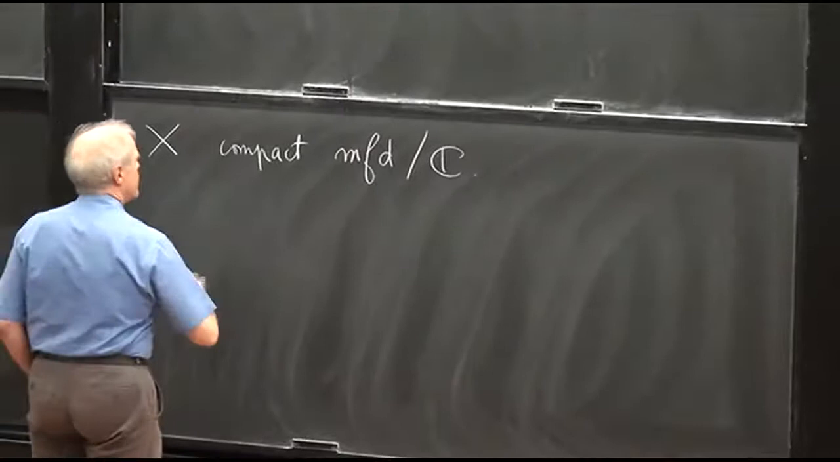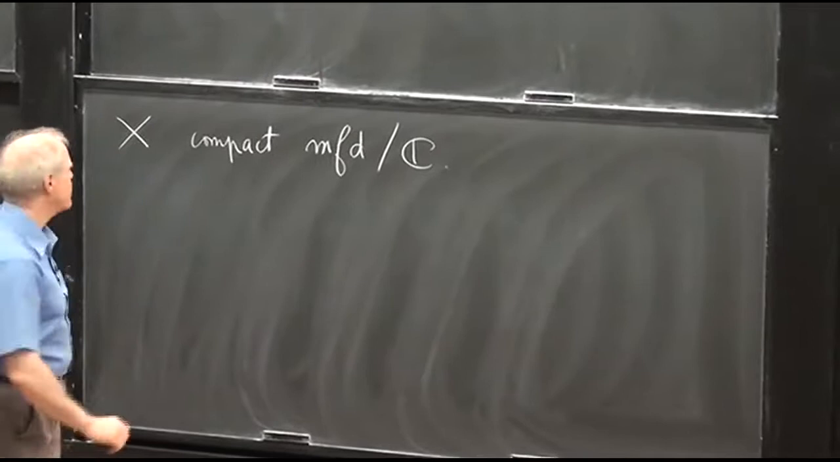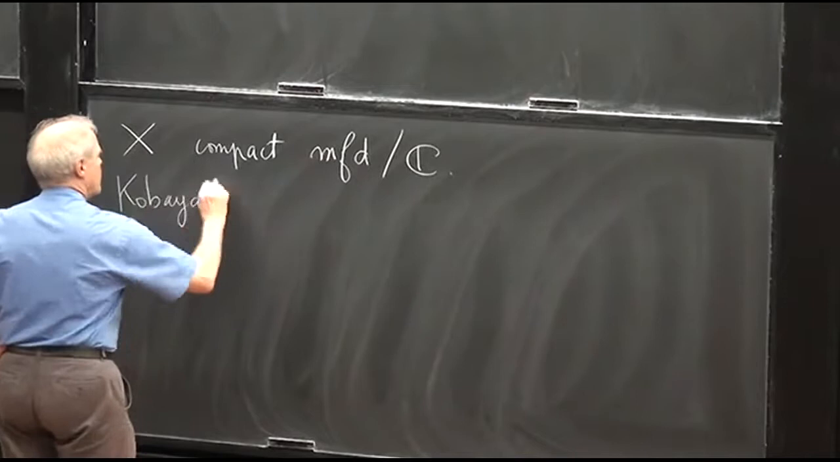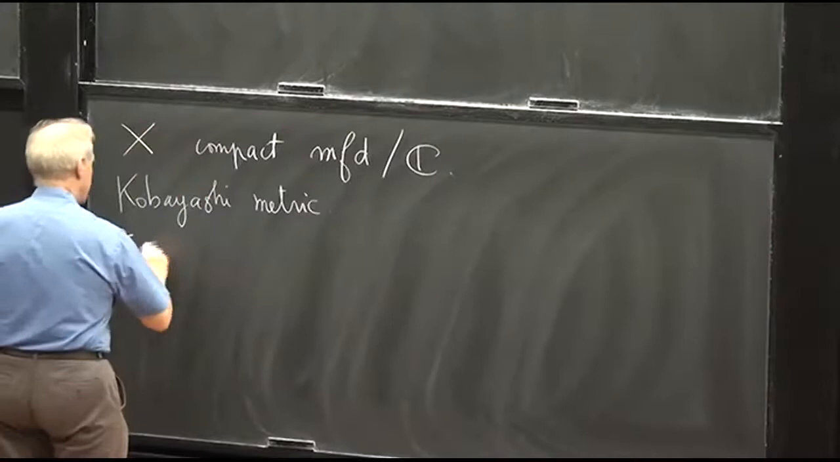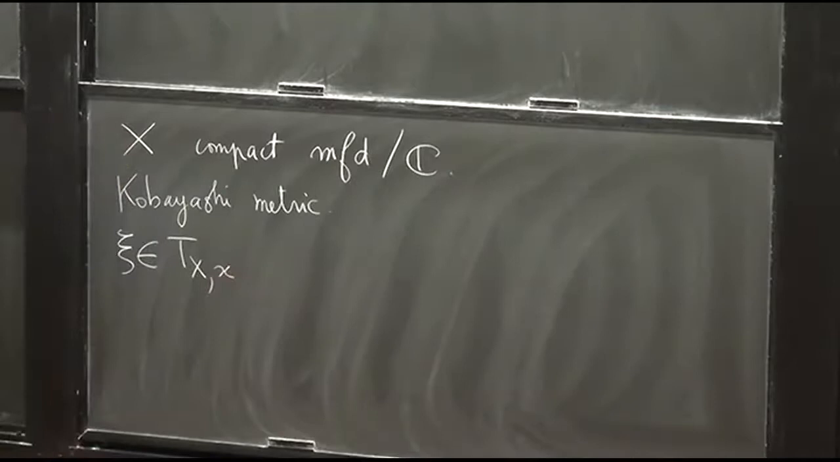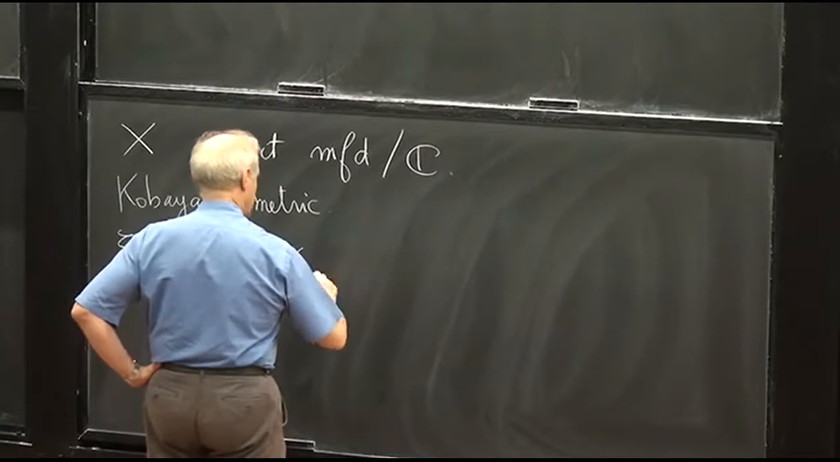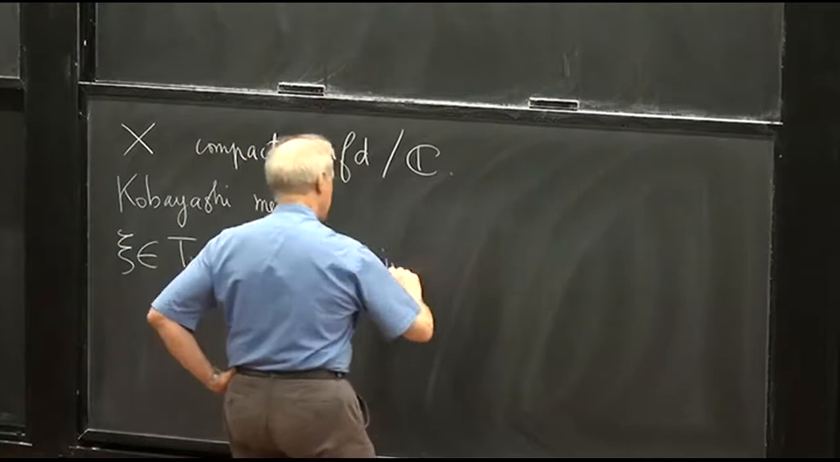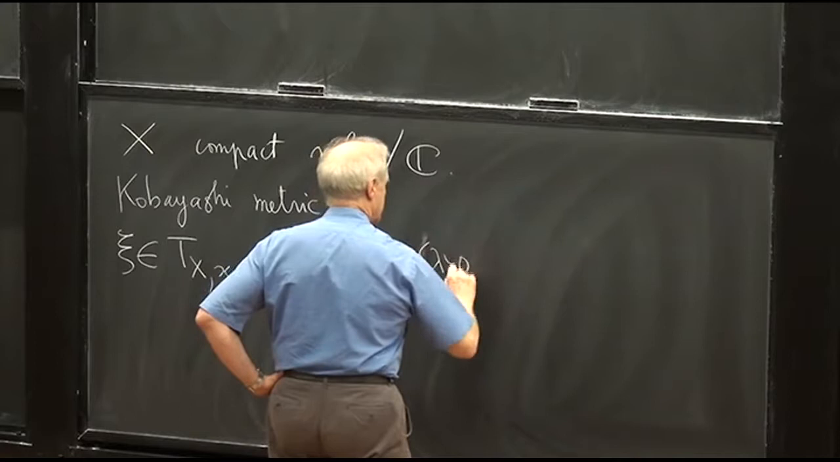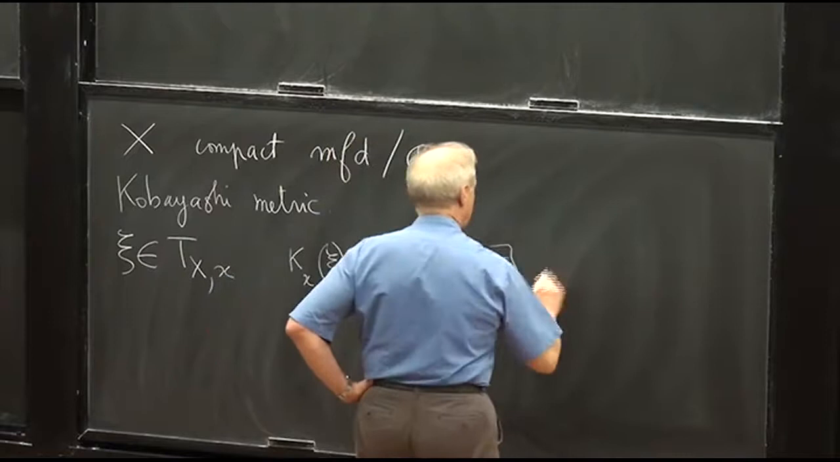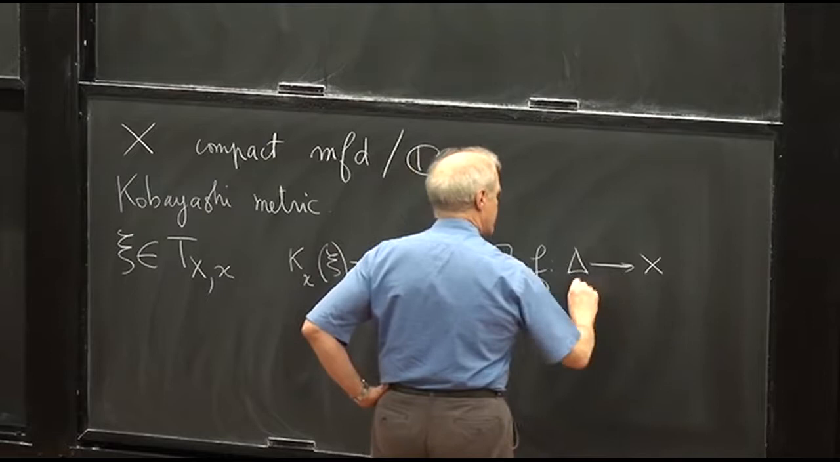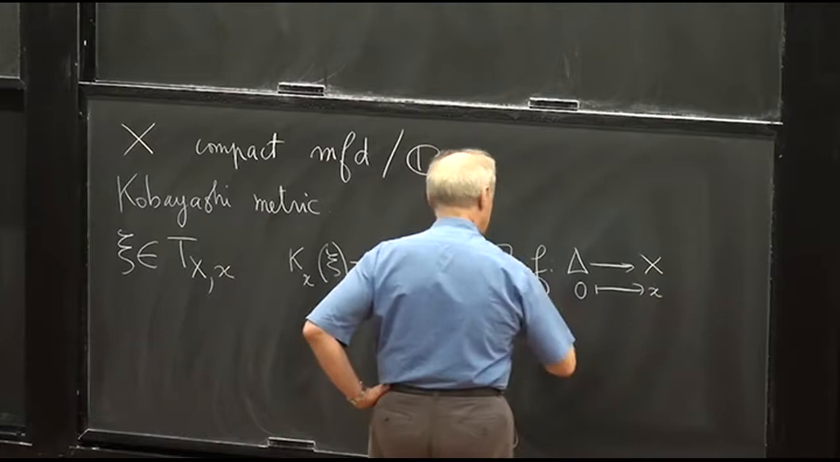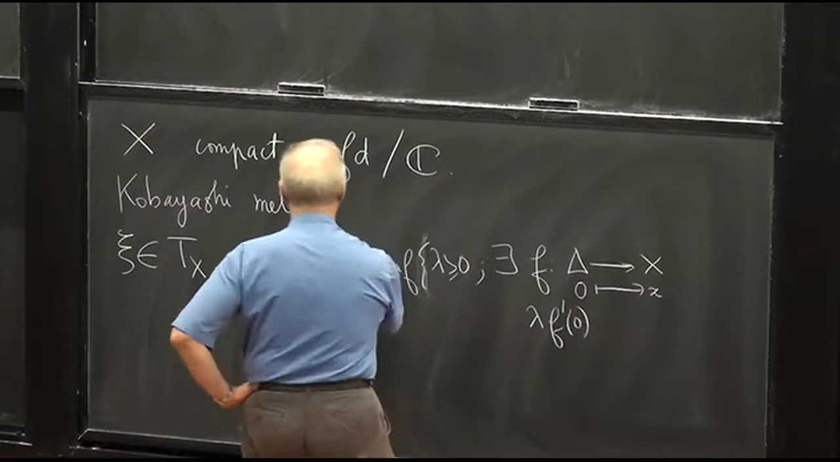And then, on the compact complex manifold, you introduce the Kobayashi metric. So let us pick a tangent vector ξ at some point x. And then you define kappa, small x, of ξ as follows. It's the infimum of positive numbers lambda such that there exists a holomorphic map from the unit disk into X which maps the origin to the point x and such that the tangent is proportional to the given vector ξ, that is, lambda f prime of 0 is ξ.